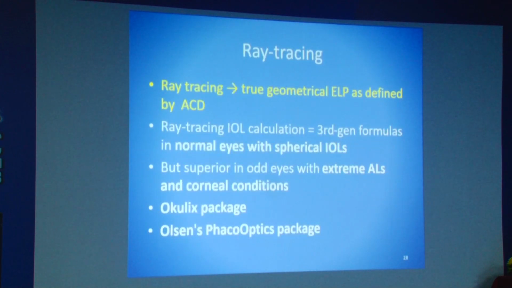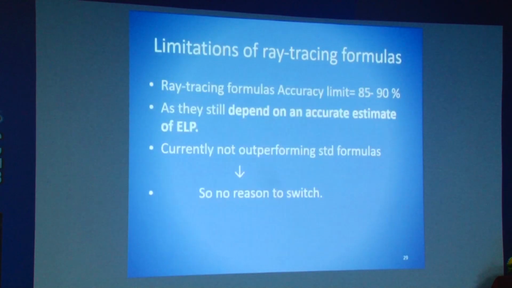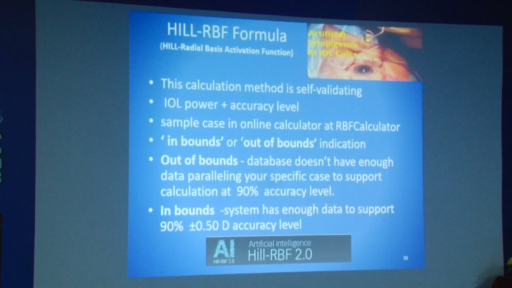The ray tracing IOL calculation formula is equivalent to third generation formulas in normal eyes with spherical IOLs, but it is definitely superior in odd eyes with extreme axial length and corneal conditions, and it's incorporated in Oculus and Phaco Optics. But there are limitations of ray tracing formulas. They are still dependent on accurate estimation of effective lens position, which is still a bugbear, and so there is no reason to switch as they are not outperforming the standard formulas.